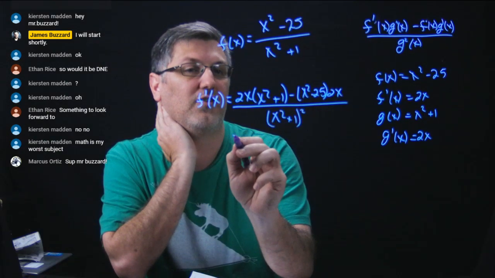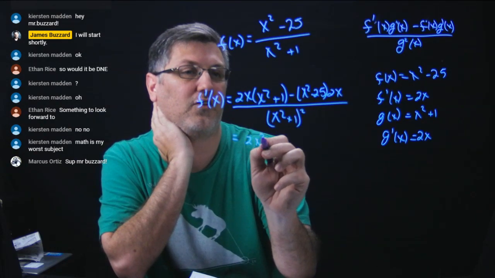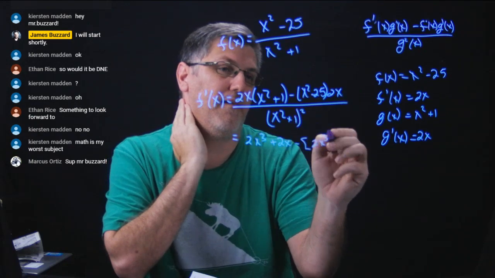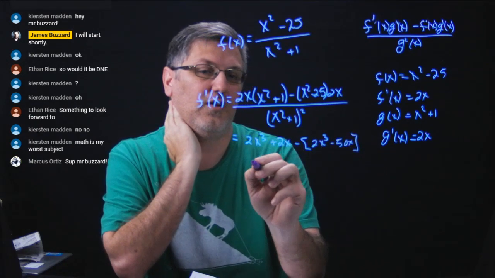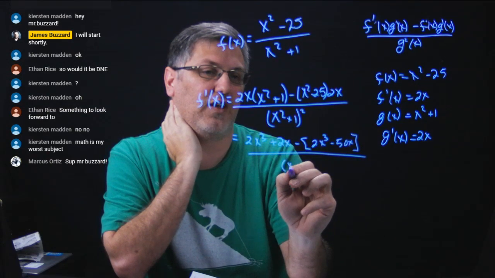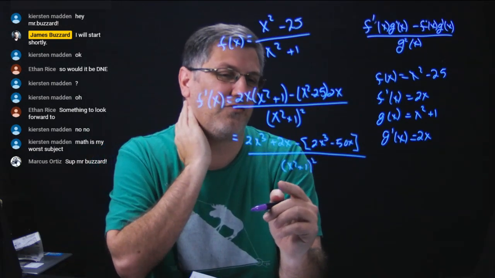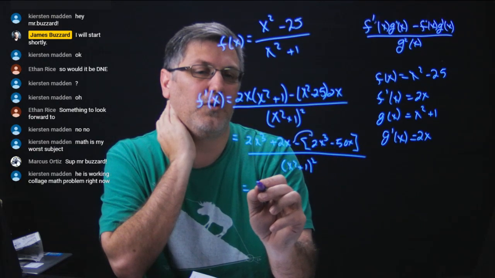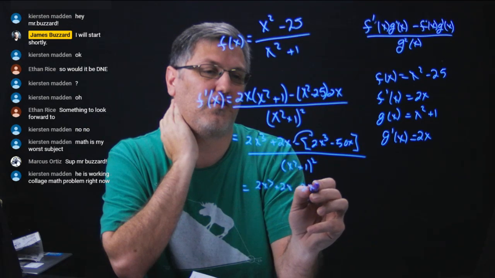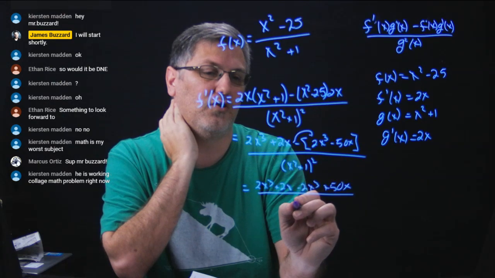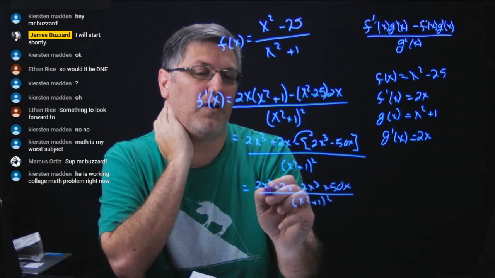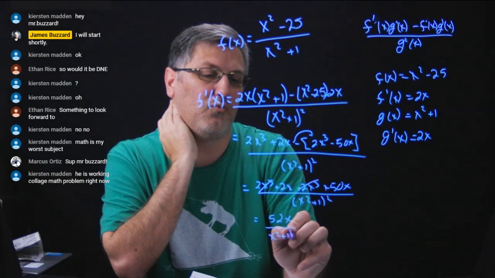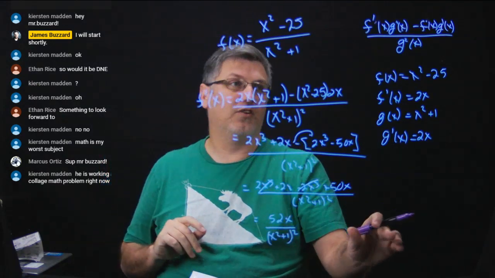Now we just simplify this. We've got 2x cubed plus 2x minus 2x cubed minus 50x all over, I'm just going to leave this as x squared plus 1 squared. Doesn't really matter too much. This is never going to get to 0 because you'd have to have a negative 1 here. We distribute. We get 2x cubed plus 2x minus 2x cubed plus 50x all over my x squared plus 1. Combine like terms, these cancel. This gives me 52x over x squared plus 1 squared. So there's my derivative. That's easy enough.